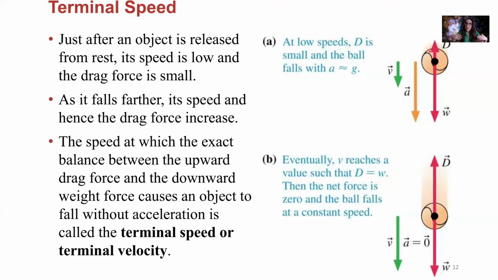But eventually, as that object continues to fall, its velocity or its speed is going to increase. V will reach a value such that the drag force exactly equals or balances the weight, the component of weight pointing down. Then the net force, the sum of the drag force and the weight, will become zero. The acceleration is zero. The ball falls at a constant speed. That speed at which this is occurring is our terminal speed or our terminal velocity.